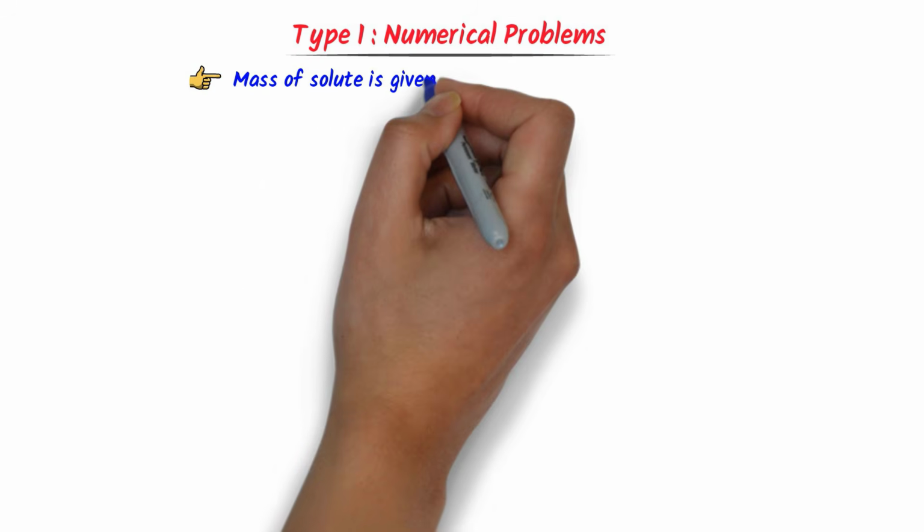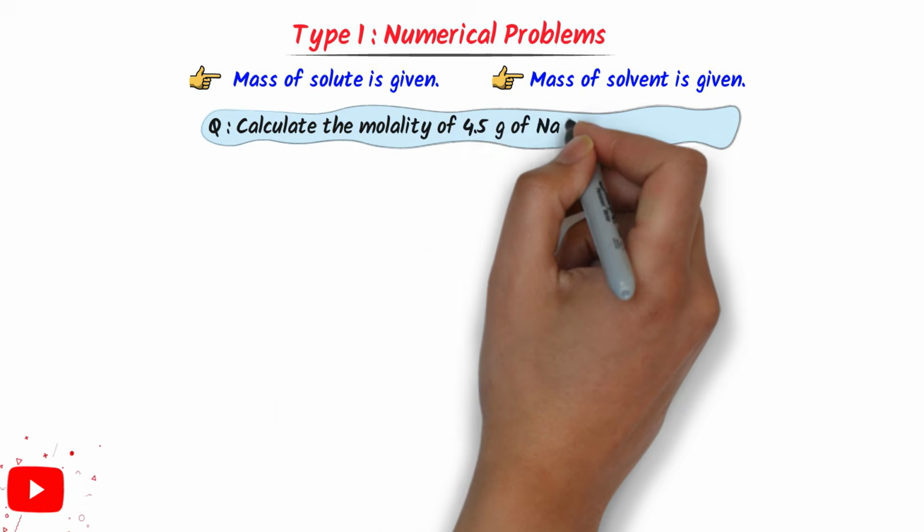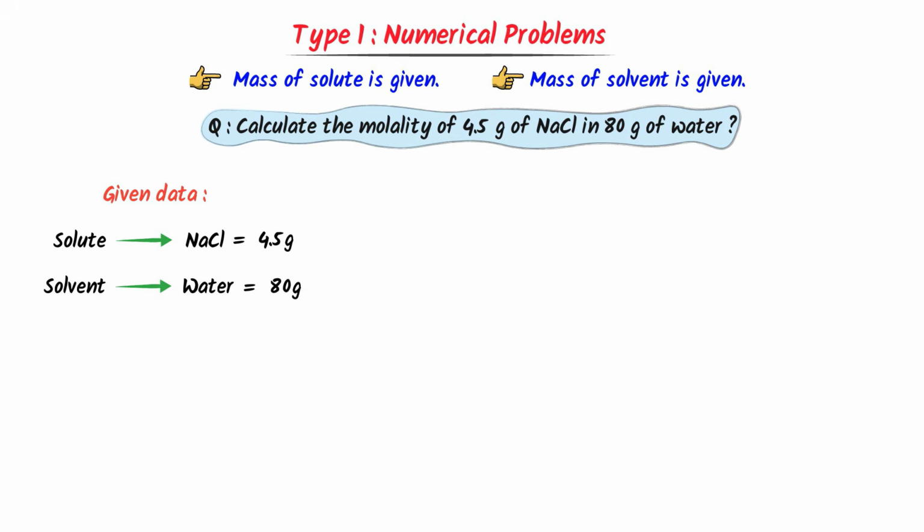In these types of numerical problems, masses of both solute and solvent are given. For example, consider this numerical problem. Calculate the molality of 4.5 gram of sodium chloride and 80 grams of water. Well, I write the given data. We know that the solute is sodium chloride and its given mass is 4.5 gram, while the solvent is water and its given mass is 80 gram.